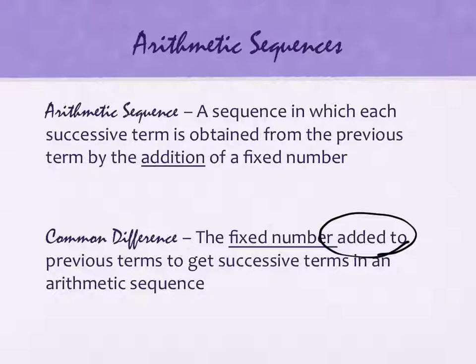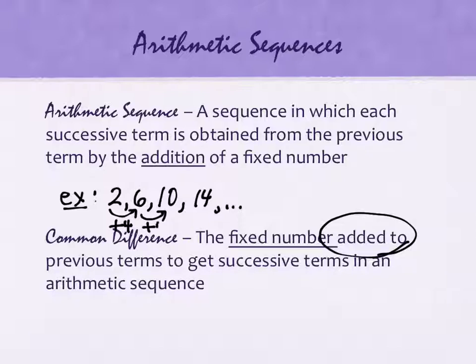Let me give you an example here, just for another example. Perhaps you have this sequence that looks like this: 2, 6, 10, 14. What would the common difference be for this sequence? 4. And it would be an addition of 4, right, to get every term. And if I knew that, I should be able to find the next 3 terms or whatever, right?